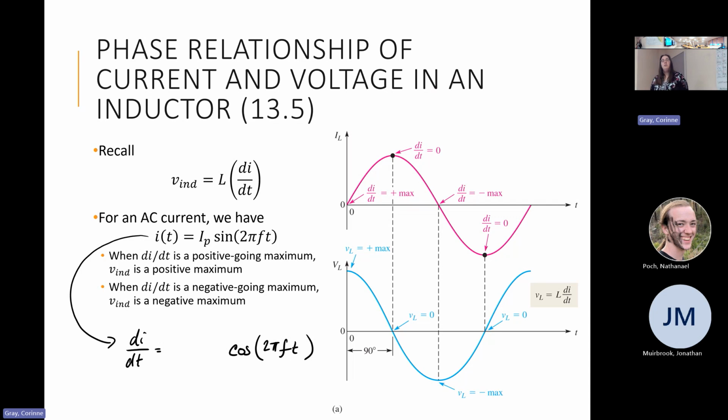And what about the chaining part of the chain rule? Are we assuming F and T are both variables? F is the frequency of the source. That is a fixed value for the individual source. So it would just be two pi F. So we'd have I peak times two pi F.